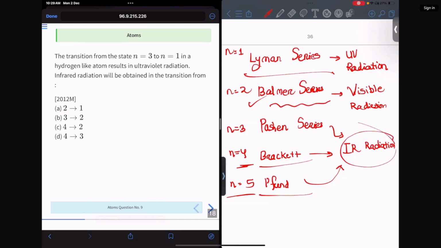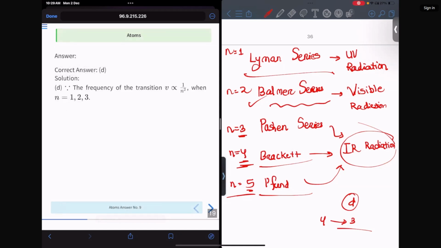I hope you understood. So they are asking you, infrared radiation will be obtained in transition of what? If it is transitioning to the 3rd, 4th, or 5th orbit, it will result in infrared radiation. In which of the following options have they given you a transition to the third orbit? Only in option number D, from 4 to 3. It will result in the Paschen series, and the Paschen series gives infrared radiation. Okay, guys. So I'll move to question number 10 now.